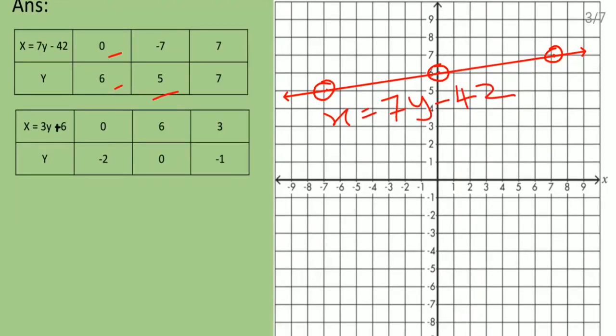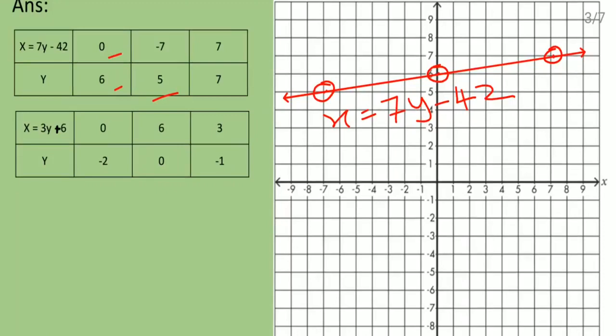Look at the first point, 0, -2. That means the point is on the y-axis at this place. Right? Second one, 6, 0. The point is on the x-axis here at this place. And the third point is 3, -1. 3 on the x-axis, minus 1 on the y-axis at this place.